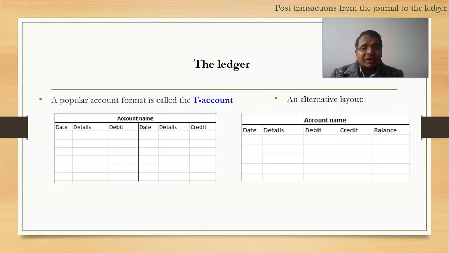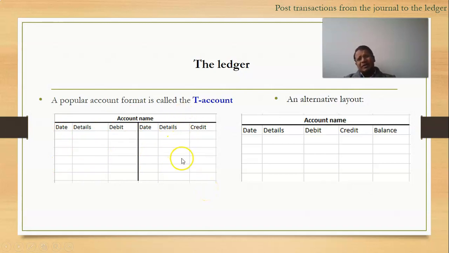In case of transferring the transactions to the ledger, there are two different ways you can do it. One is the traditional form, that is the T account. It's a T. The name of the account goes here, then the date, details, and the debit amounts, and on the other side the date, details, and credit amounts.